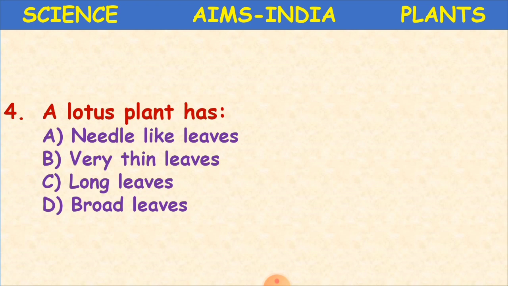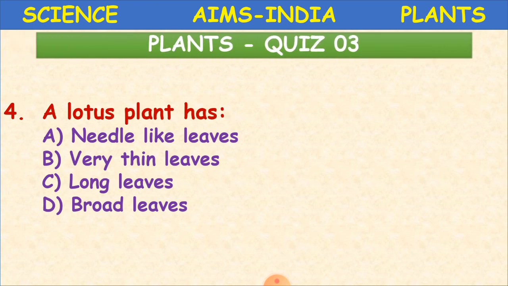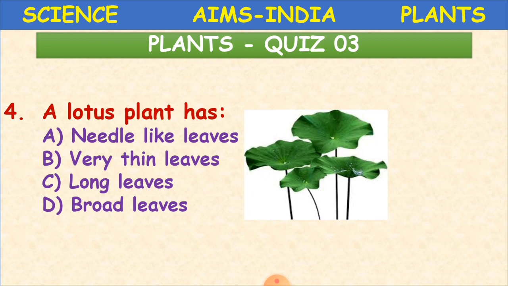Now, the fourth one. A lotus plant has what type of leaves? Needle-like leaves, very thin leaves, long leaves, and broad leaves. What type of leaves does a lotus plant have? As you can see in the picture, how are the leaves, children? Yes, broad leaves. D option is the correct answer.